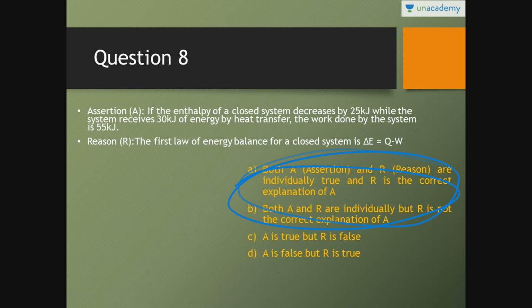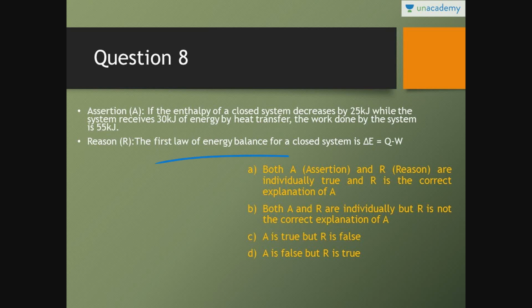Here the assertion says: if the enthalpy of a closed system decreases by 25, that means the value of dU is minus 25, while the system receives 30 kilojoule of heat. The first law of thermodynamics equation is dQ equals dU plus dW. The value of dU is minus 25. The value of dQ is 30 kilojoule. The work done by the system is 55 kilojoule. Obviously it is correct. Assertion A is correct, so D is not there. Either it is A, B, or C.